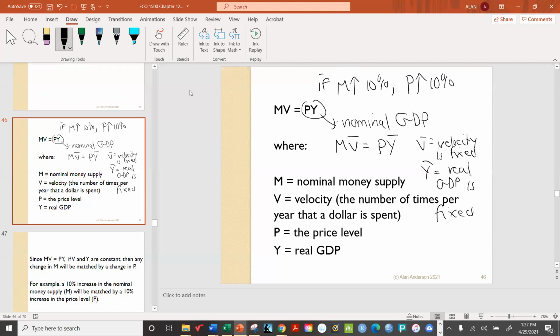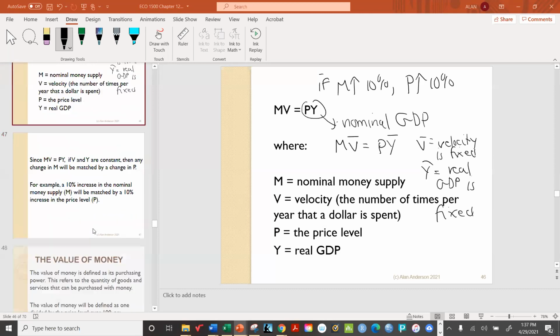P, yes, P could be thought of as a CPI, exactly. Yeah, it's the price level. That's a good point. You can think of P as being CPI. It's the price level that represents the cost of all goods and services in the country.